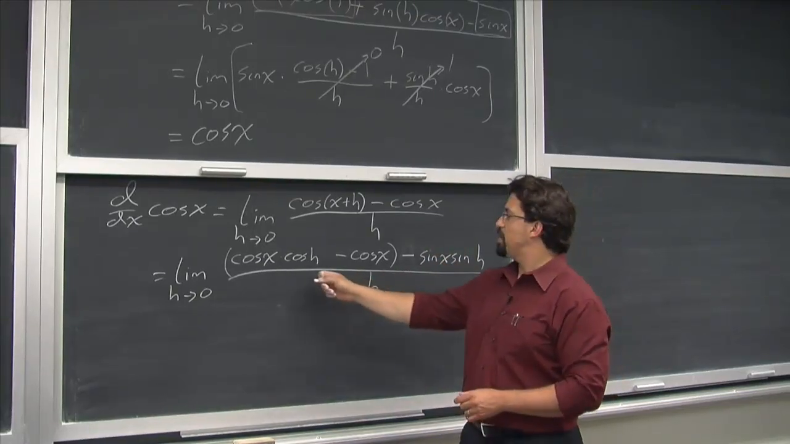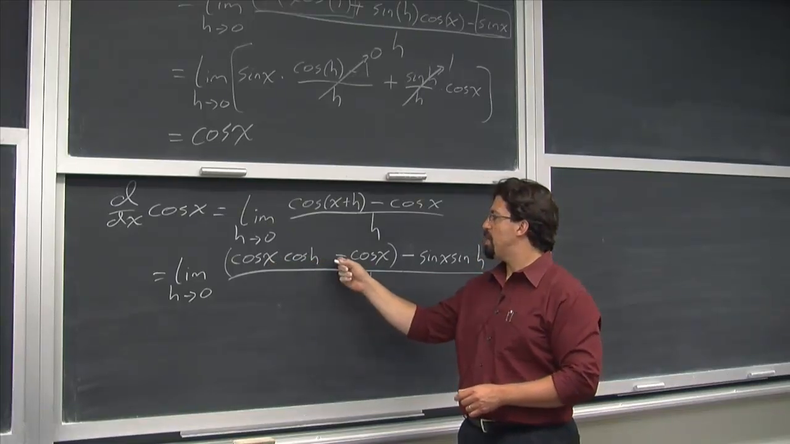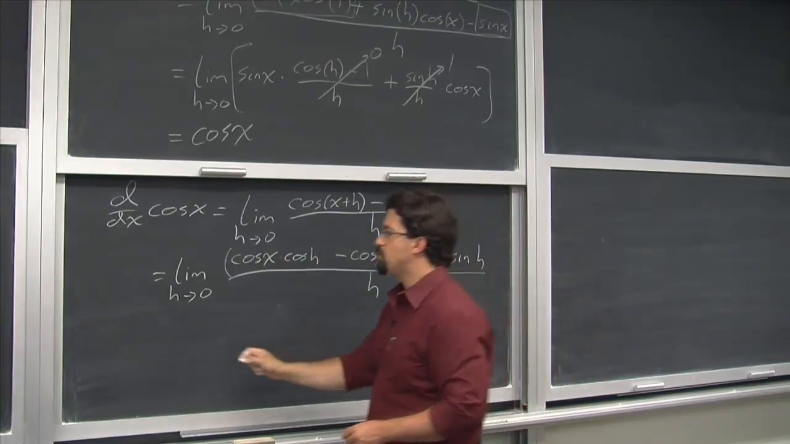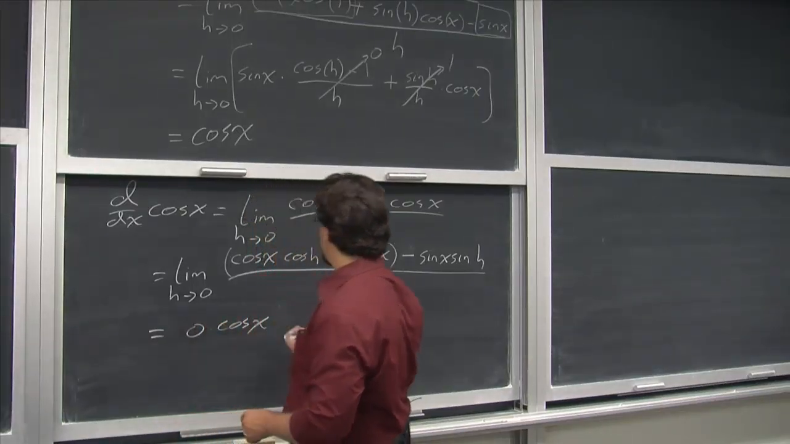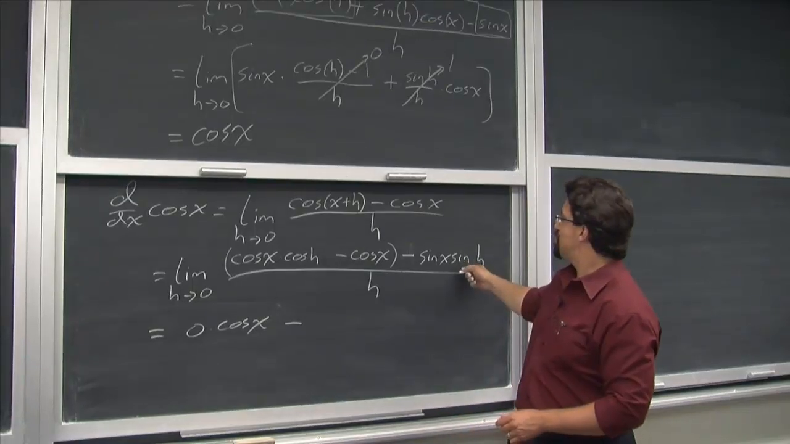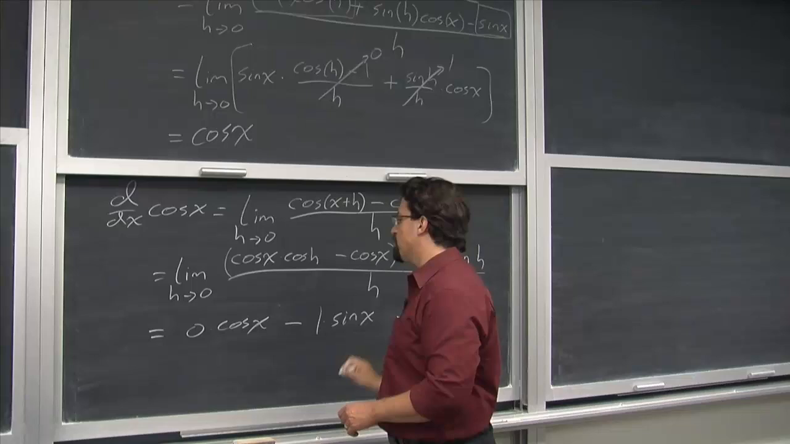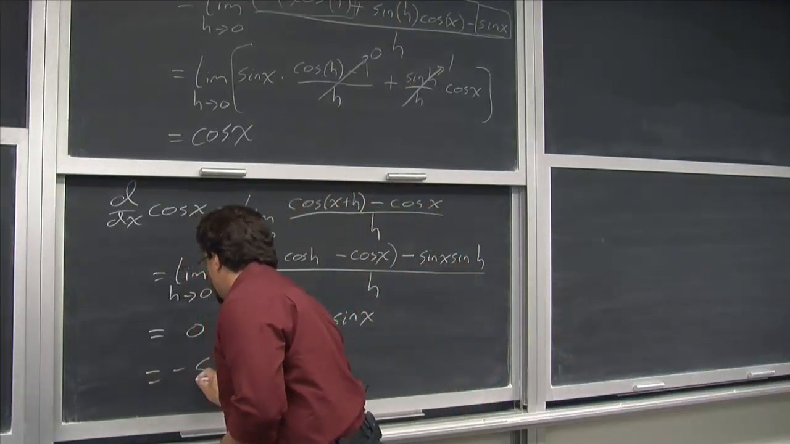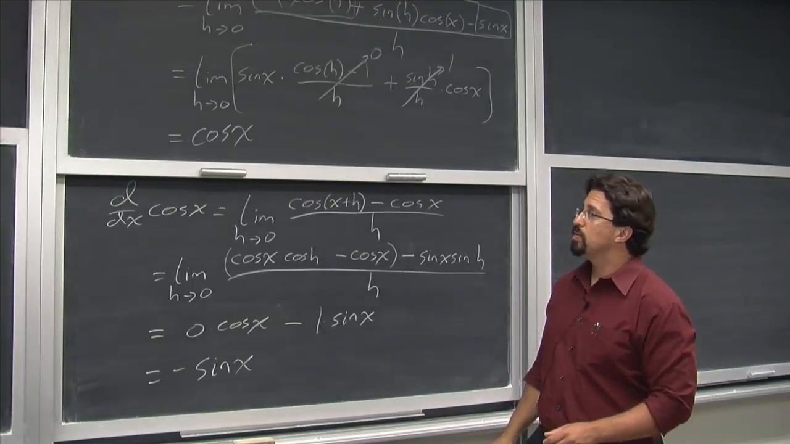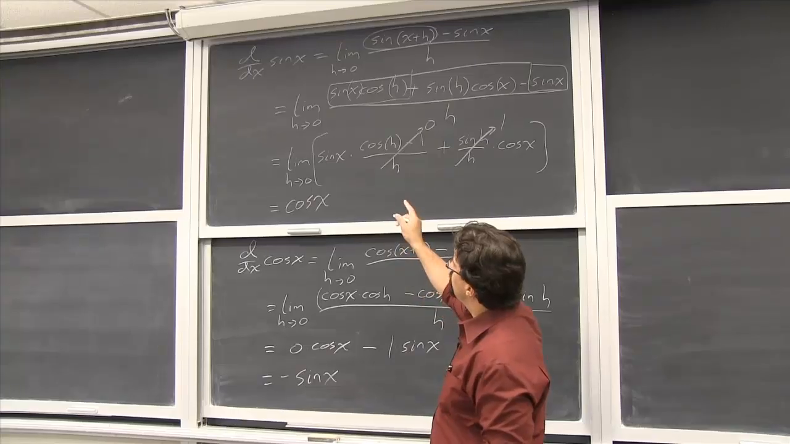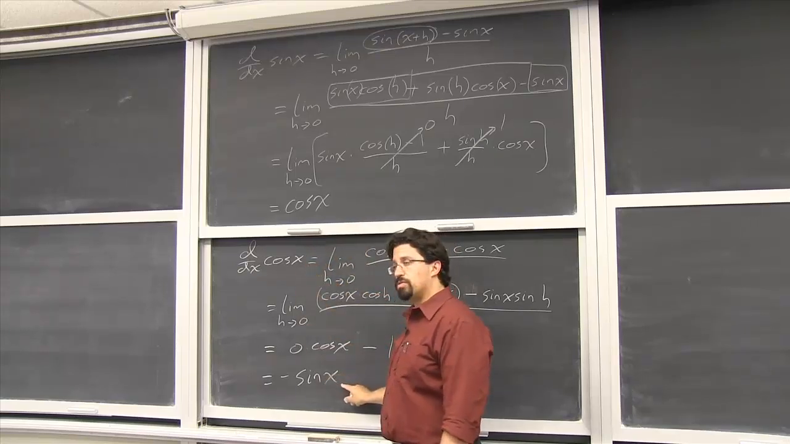And so when I take this and I take out a factor of cos of x, I have cos h minus 1 all over h. So I will end up with 0 times cosine of x minus sine h over h will go to 1. So 1 times sine of x. And this is going to give me negative sine of x. So when I take the derivative of sine, I get cosine. When I take the derivative of cosine, I get negative sine.